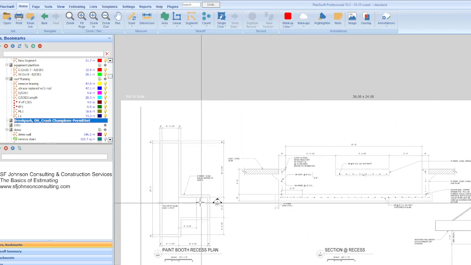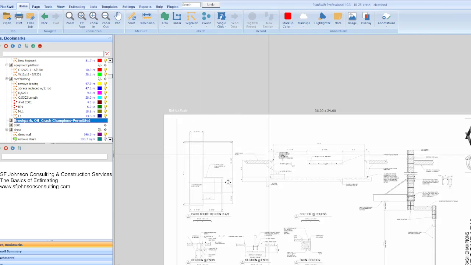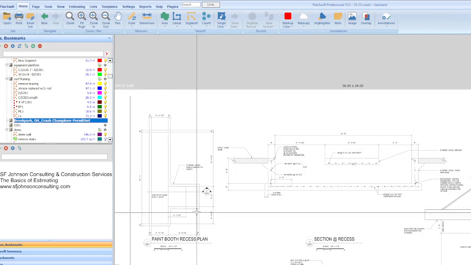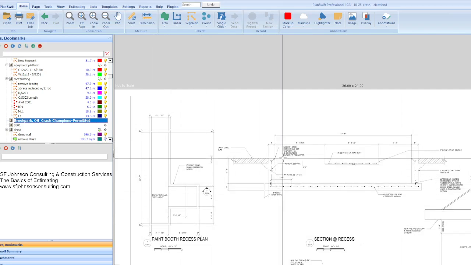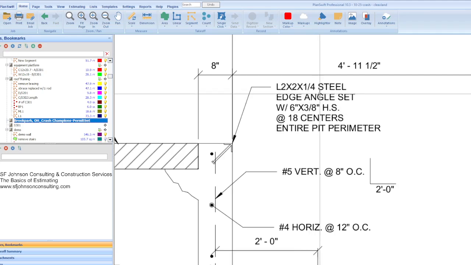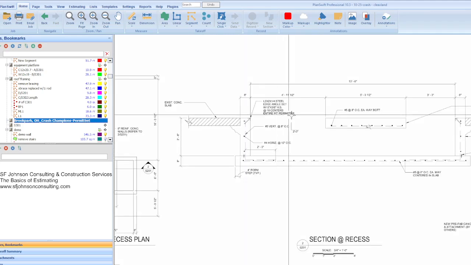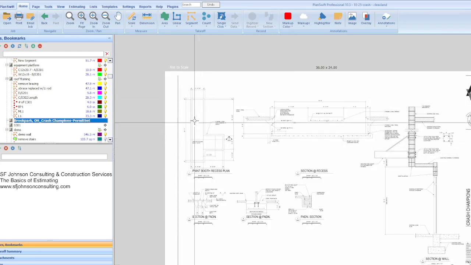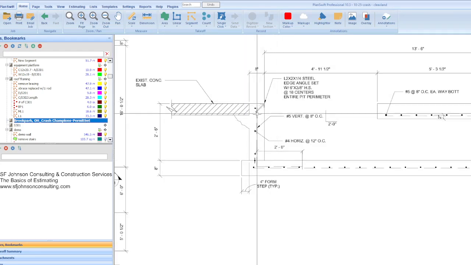Okay, so what we have here is basically this pit, right? These are the walls. They're 8 inches wide, and that's the reinforcement. So it has this ledger, pretty much the perimeter of the whole thing. Pretty much the perimeter, that's what this is showing.